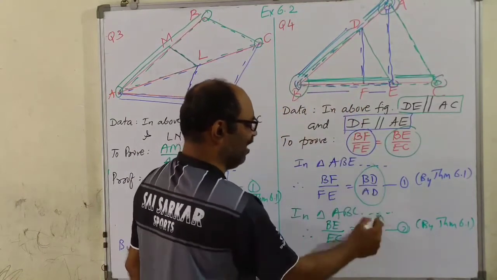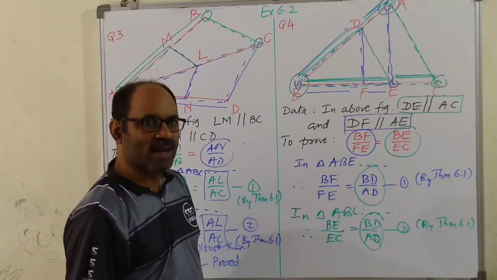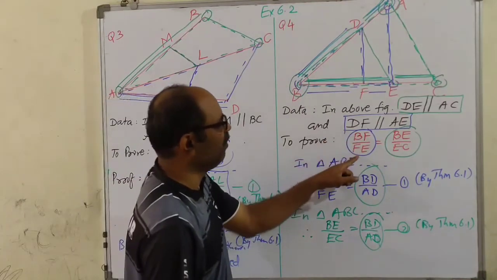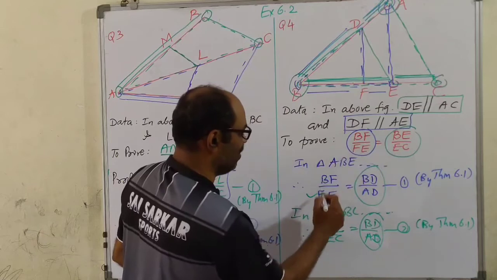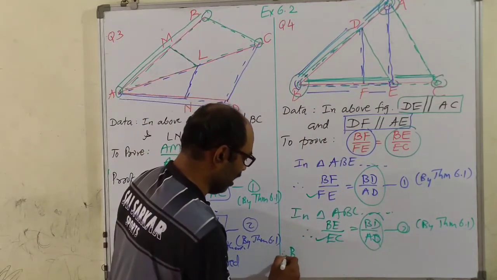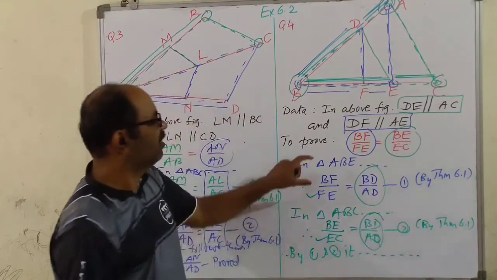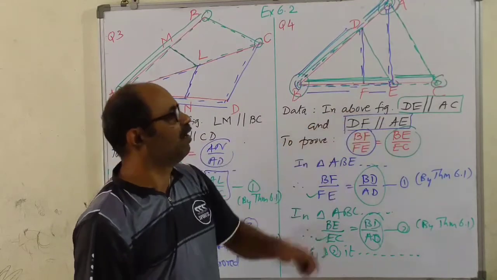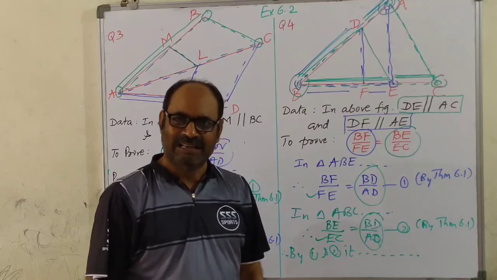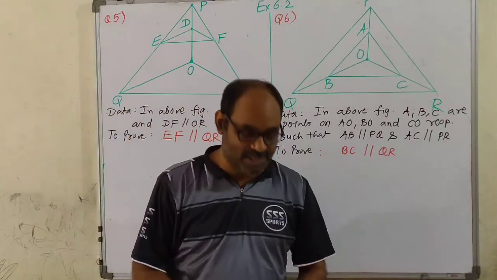Children, देख लो right hand side of result 1 and 2. BD upon AD, BD upon AD. So left hand sides are equal. So same way, by 1 and 2 it follows that BF upon FE is equal to BE upon EC. Proved. Got it? Is it easy? Sure. We move to the last two sums of this session.